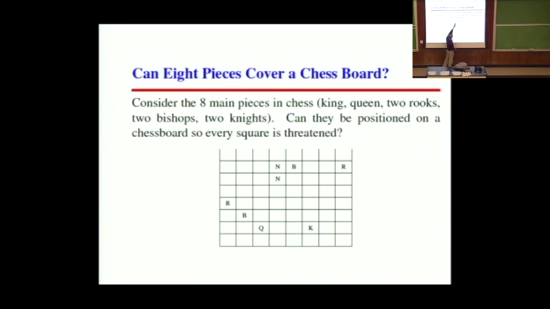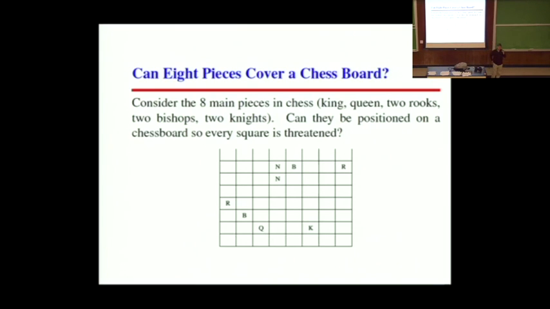The knight itself is the only square on the board that's not threatened, the top knight. Okay? Because that bishop is saving the knight's life from the rook. Does everybody see that? Okay? So in this configuration, 63 out of 64 squares are covered.